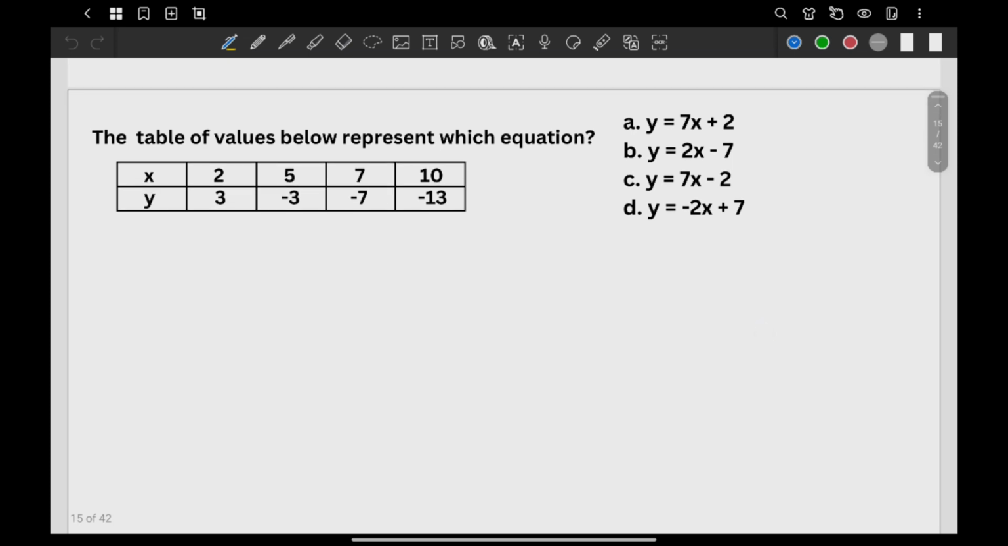Next one. The table of values below represent which equation? Okay, so this one is about writing a linear equation. As I told you before, for us to write an equation, we need to solve for m and then b. Okay, let's do this.